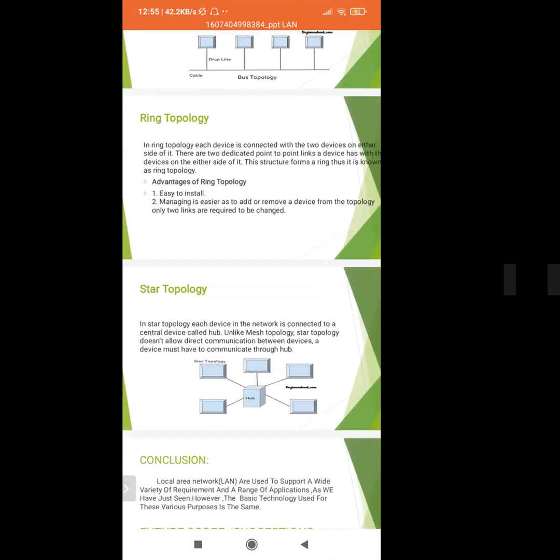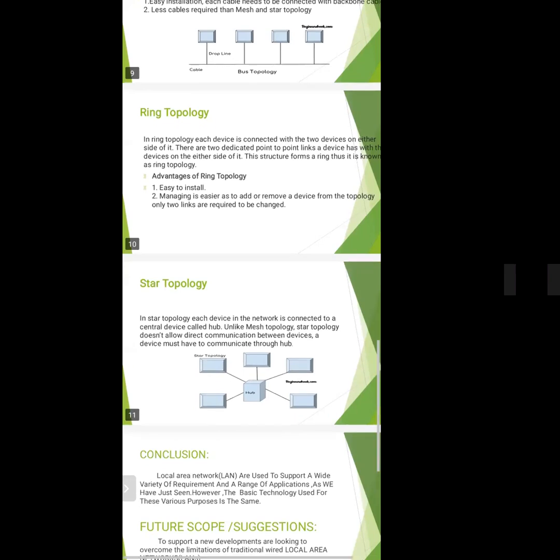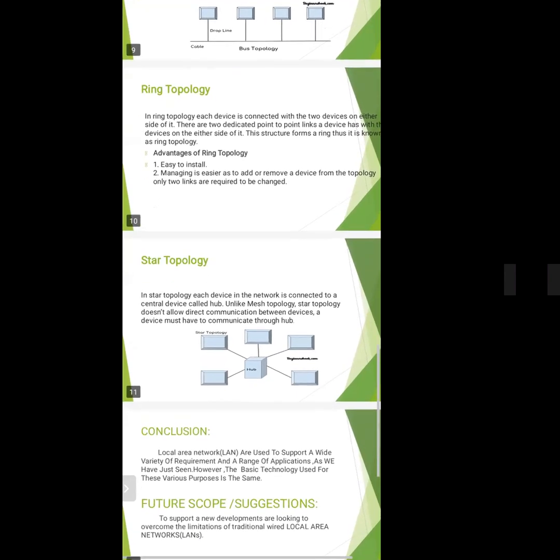Star topology. In star topology, each device in the network is connected to a central device called a hub. Unlike mesh topology, star topology does not allow direct communication between devices; a device must communicate through the hub.